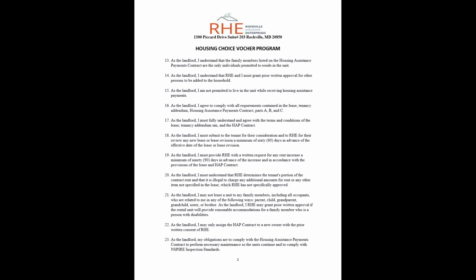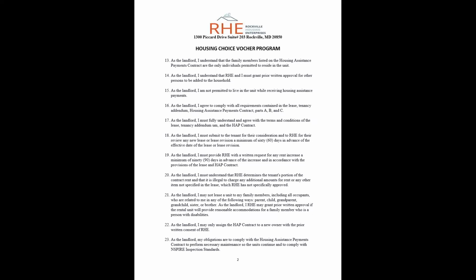21, as the landlord, you may not lease a unit to any family members, including all occupants who are related in the following ways: parent, child, grandchild, grandparent, sister, or brother. RHE may grant prior written approval if the rental unit will provide a reasonable accommodation for a family member who is a person with disabilities.